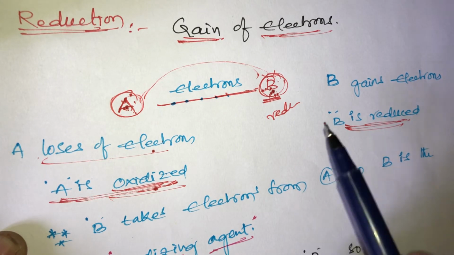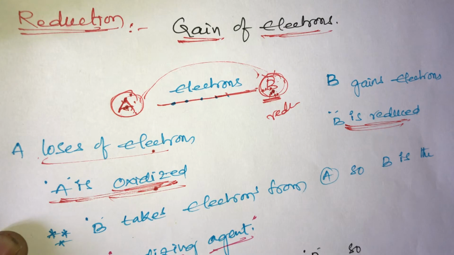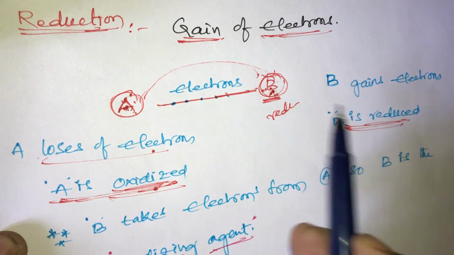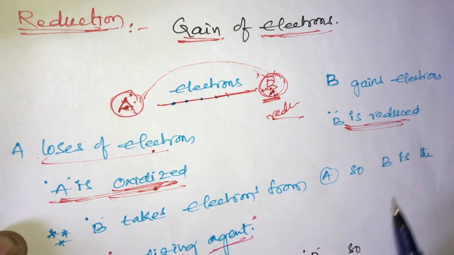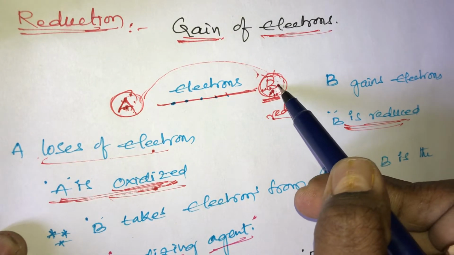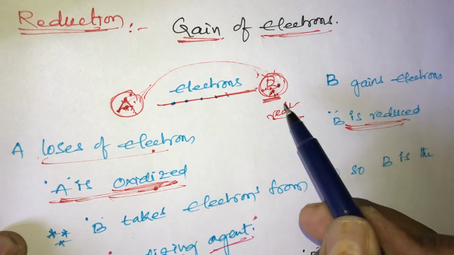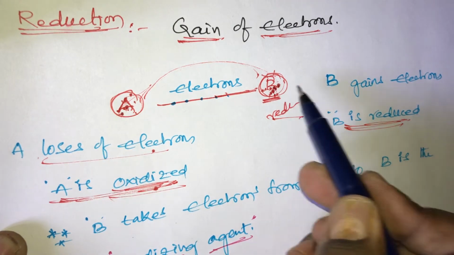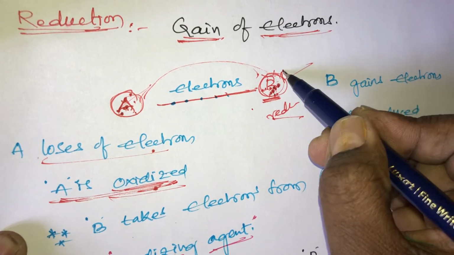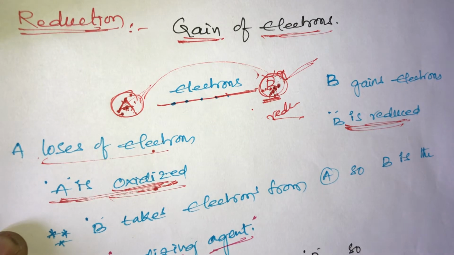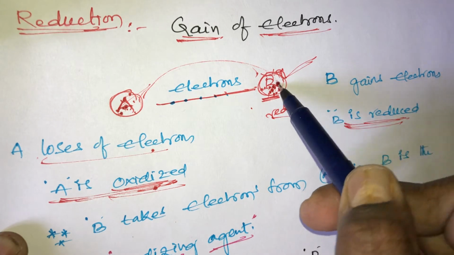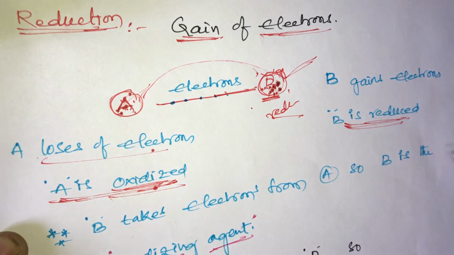Now, out of these two, which one is the oxidizing agent and which one is the reducing agent? Out of A and B, B takes electrons from A. Once again, students, B takes electrons from A. So B is the oxidizing agent and A is the reducing agent.